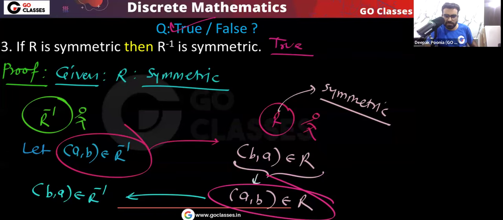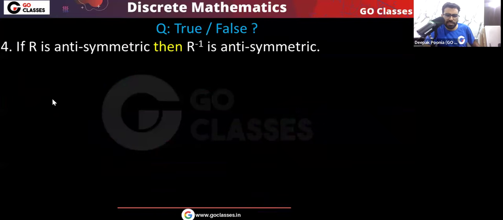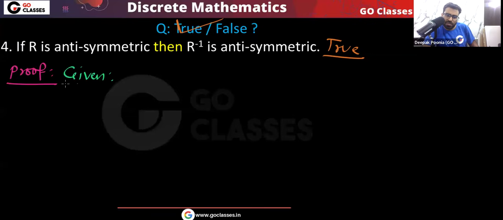That's it. Very easy. Let's see this statement. Is it true or false? If R is antisymmetric, then R inverse is antisymmetric. Yes, this statement is also true: if the relation R is antisymmetric, then R inverse is also antisymmetric. Can we prove it? What is the given information? The given information is that R is antisymmetric.